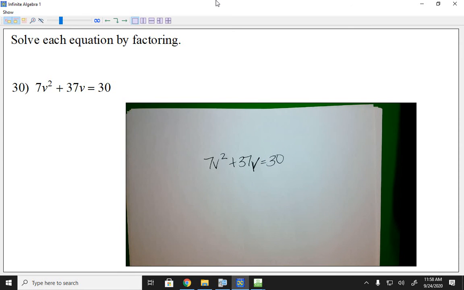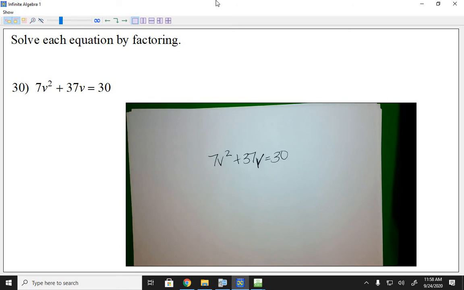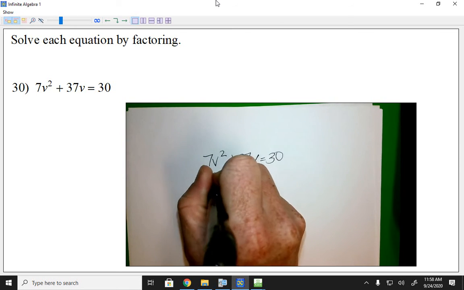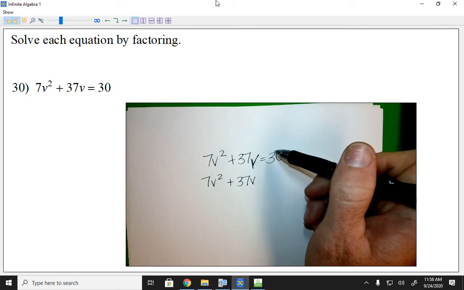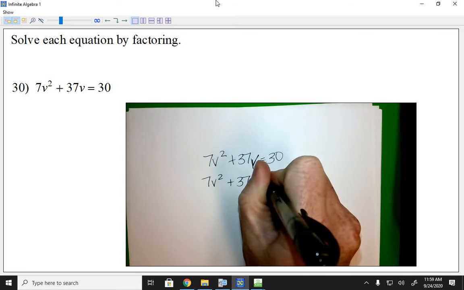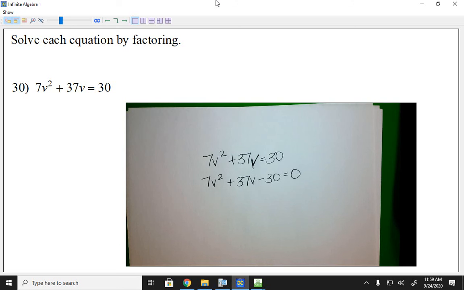Now I have a small problem right now. This does not currently equal 0, and I have to have it equal 0 to do that zero product property stuff. So what I'm going to do is move it across the equal sign. So how do I move a positive 3 to the other side? Well, I got to change its sign. So that's why it's a negative 30. Okay? Now, from here is when I'm going to start factoring.